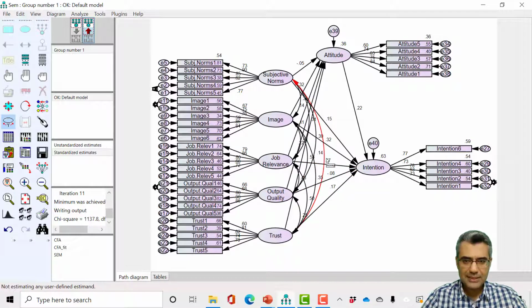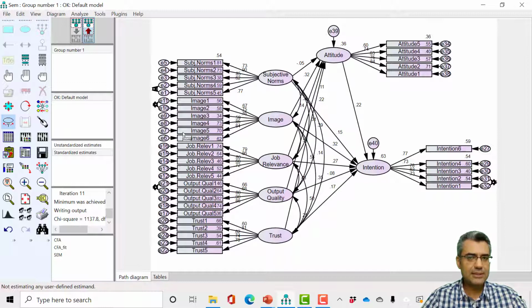So what you see here is the direct effects. For example, is the direct effect between subjective norms and attitude. You can see this is the direct effect between image and attitude. These are standardized values. So I put this here just to see. Actually, we later use the report. So what you see is all direct effects, and here is the R square.